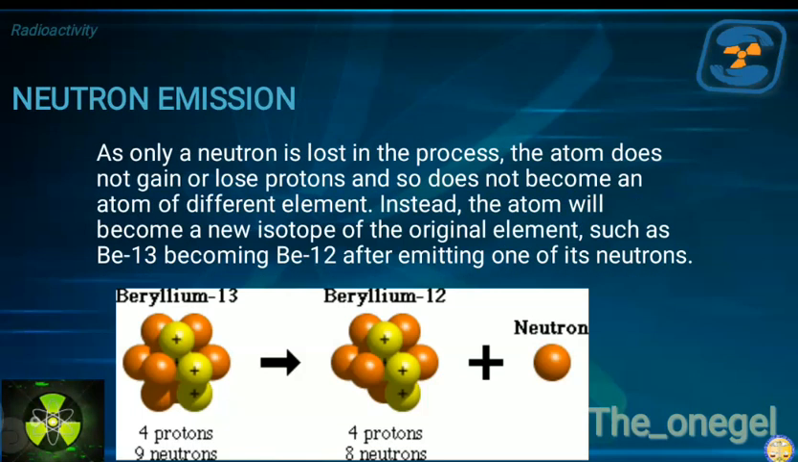Okay, so after that, as only a neutron is lost in the process, the atom does not gain or lose protons and so does not become an atom of different element. So, nag-change lang siya sa atomic mass number, not in the atomic number. So, instead, the atom will become a new isotope of the original element. Example, beryllium-13 becomes beryllium-12 kasi nagtapon siya ng isang neutron after emitting one of its neutrons.